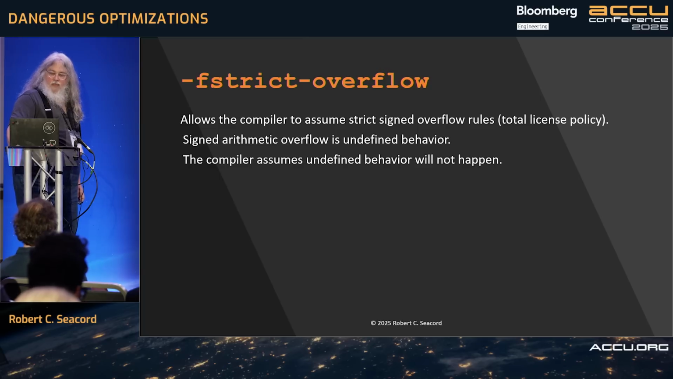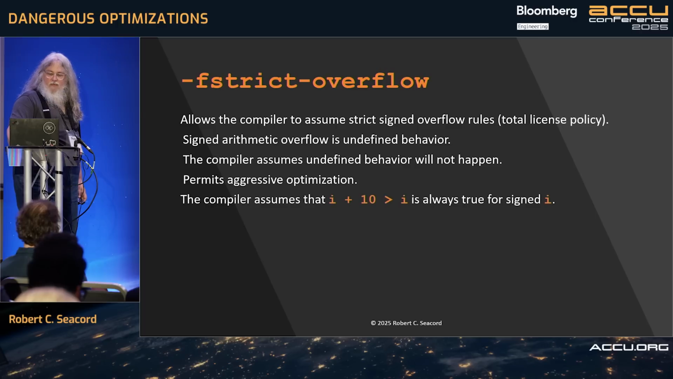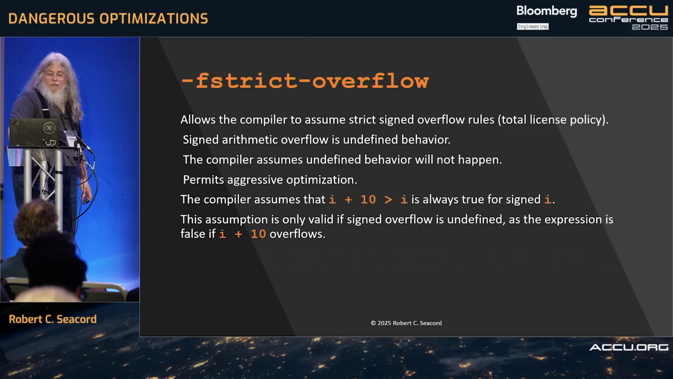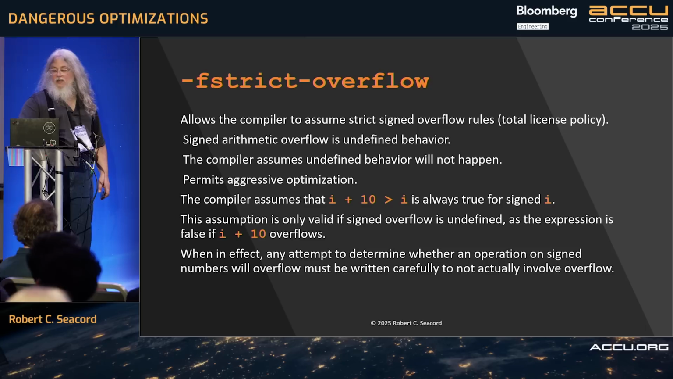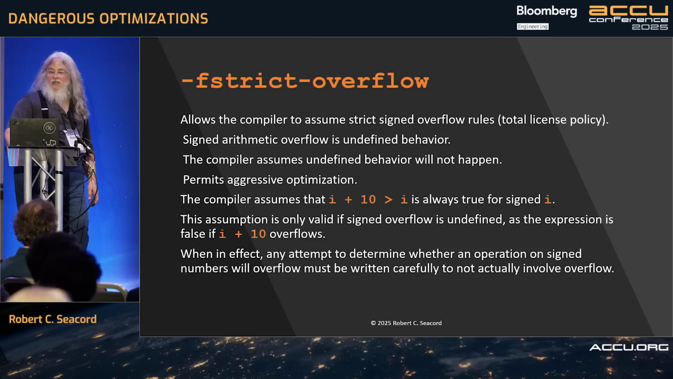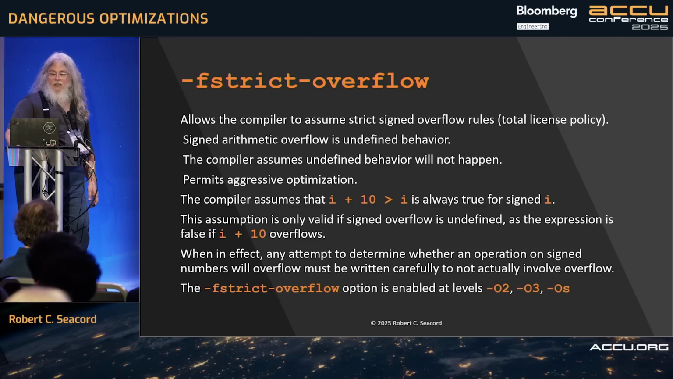The compiler assumes that undefined behavior won't happen, permitting aggressive optimizations. So things like i + 10 is greater than i is always going to be true for signed i. And most of the time it is true, except, of course, if you have wraparound or overflow in the addition operation. So when strict overflow is in effect, any attempt to determine if an operation on signed numbers will overflow has to be carefully written, as we saw, to ensure the test doesn't actually involve overflow, because then the test might be optimized away. So strict overflow is enabled by default at O2, O3, and OS.